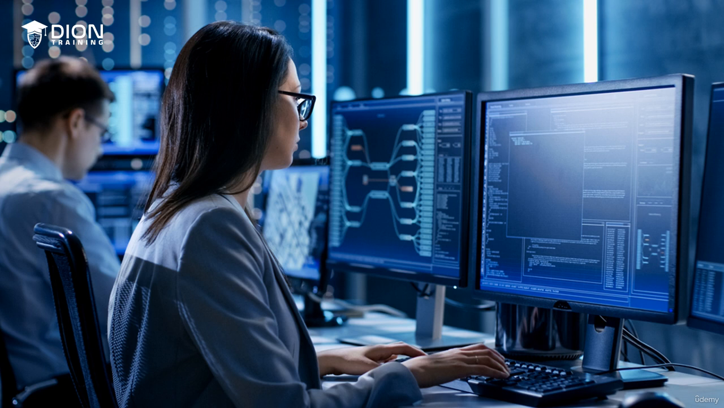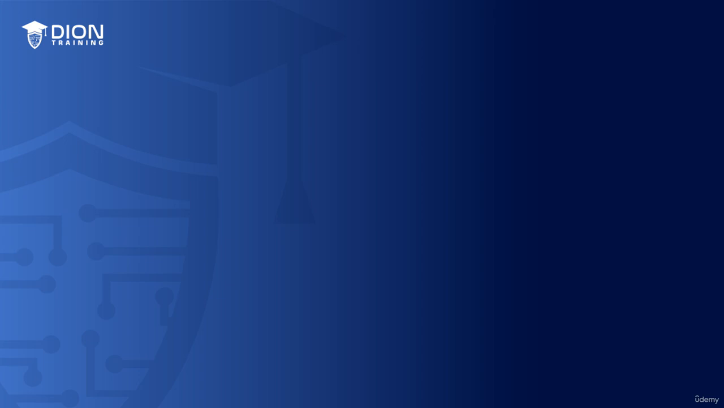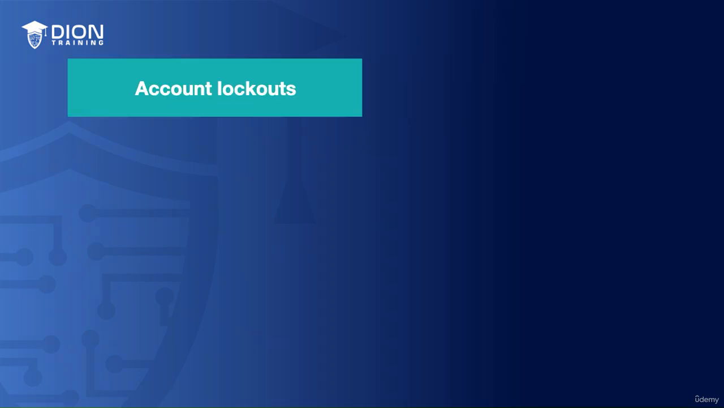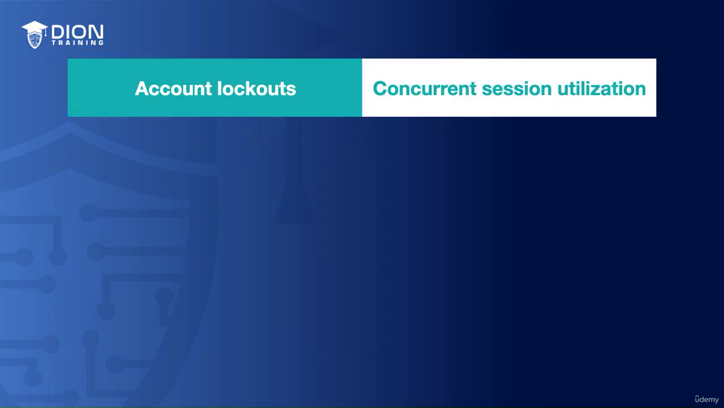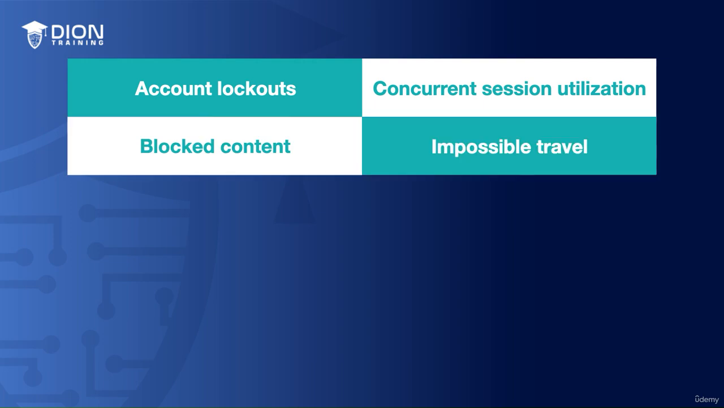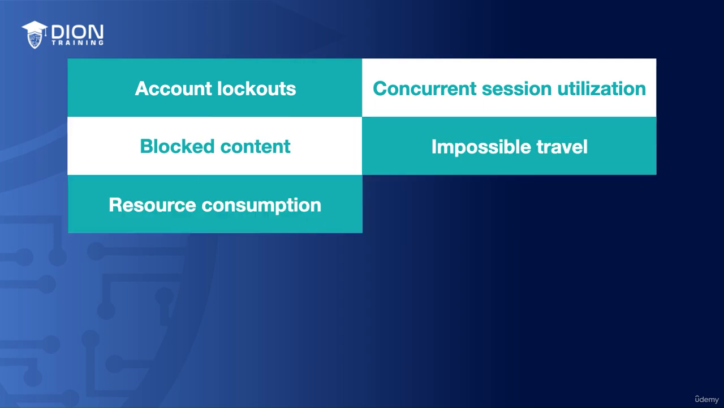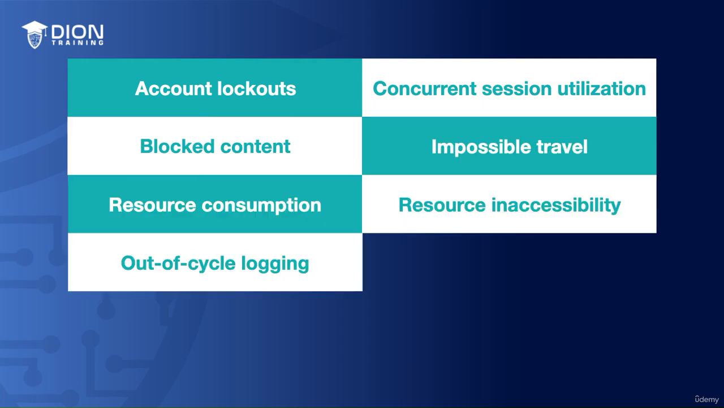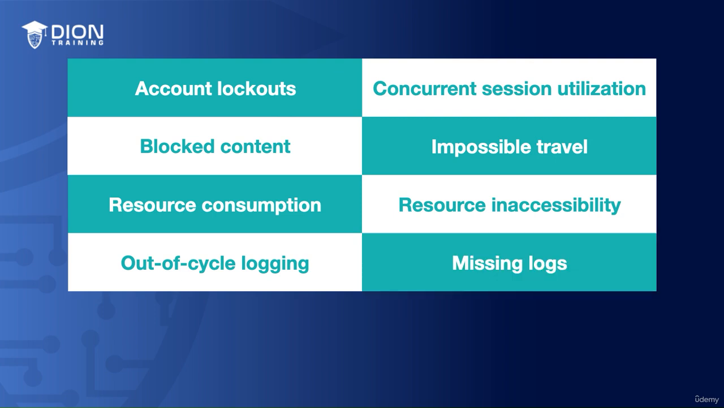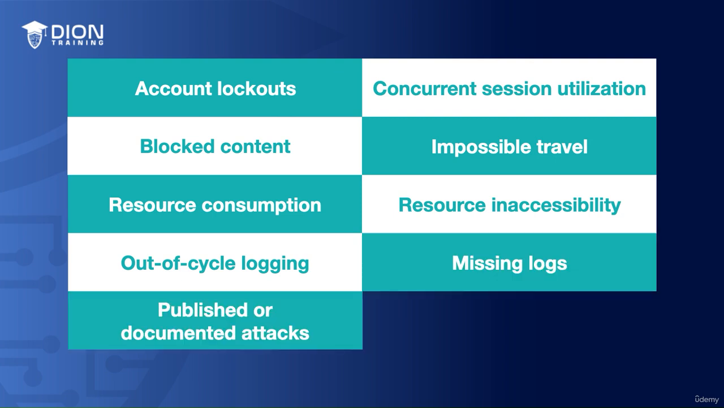Now, there are 9 common indicators of malware attacks that you should be aware of, including account lockouts, concurrent session utilization, blocked content, impossible travel, resource consumption, resource inaccessibility, out-of-cycle logging, missing logs, and published or documented attacks. Let's take a quick look at each of these different types of indications. First, we have account lockouts.